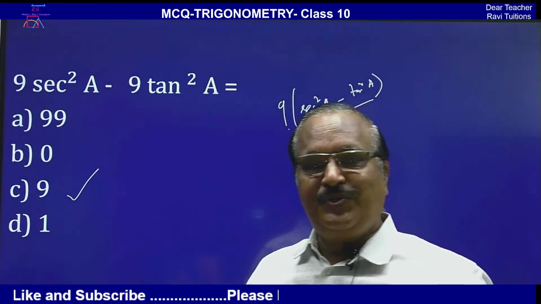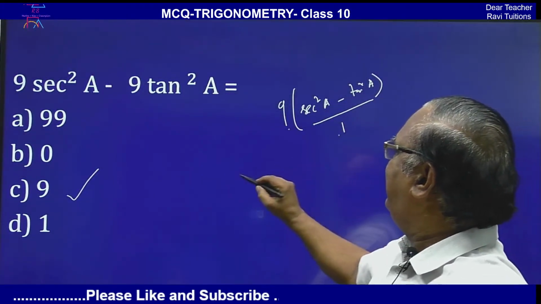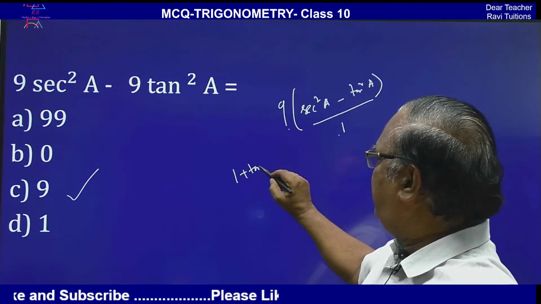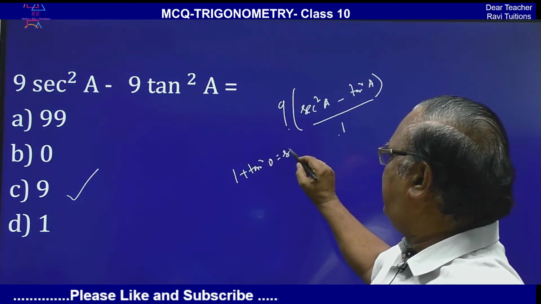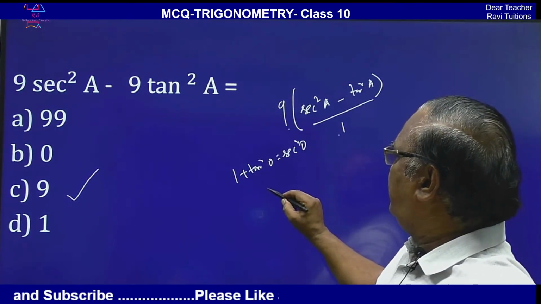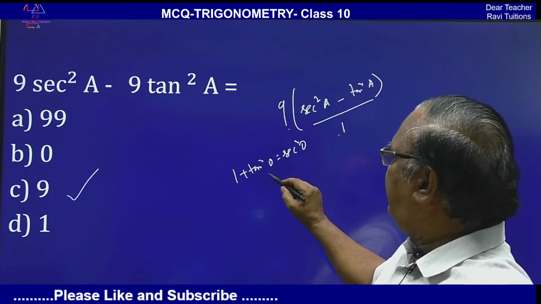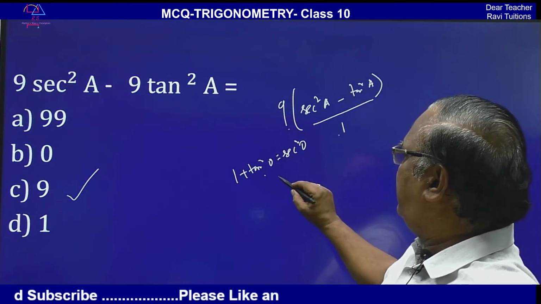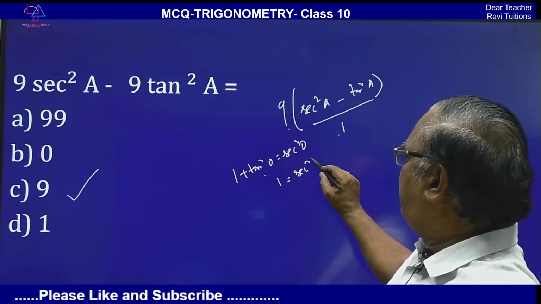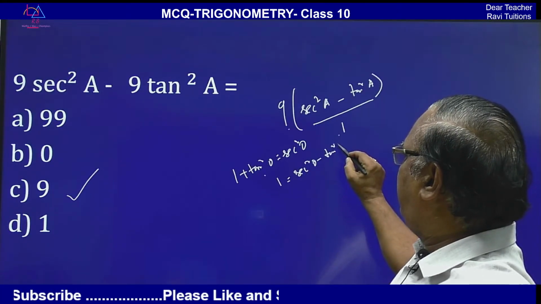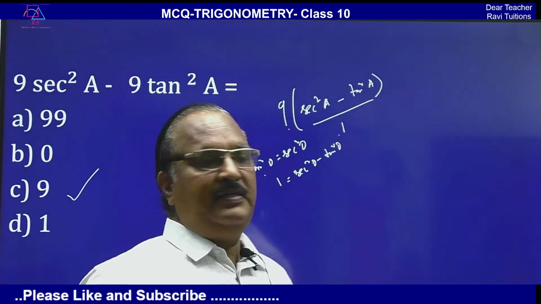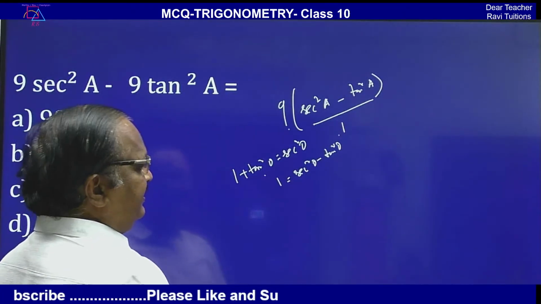So you should remember this identity: 1 plus tan square is equal to secant square. Now not only this identity, if you send tan square to the other side, 1 is equal to secant square theta minus tan square theta also. All these identities you should know.